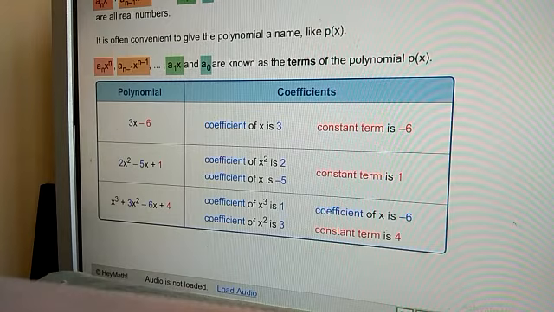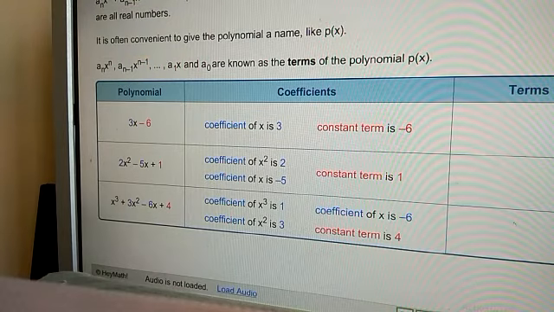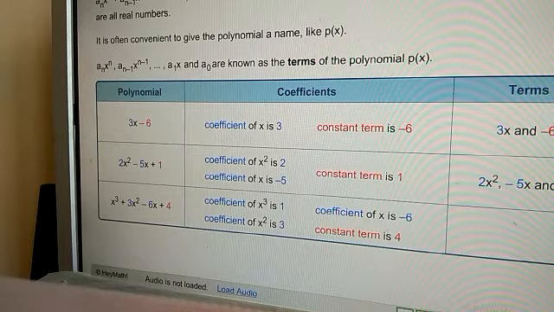These are not categorized, simply these are all examples: 3x minus 6, 2x square minus 5x plus 1, 3x cube plus 3x square minus 6x plus 4. These are all polynomials. Whatever you observe, the powers of the variable are whole numbers: 2, 1. What is the power of 5x? It is 1. Now when you consider a constant term, can you tell me what is the power of the variable? There is no variable, but we can assume a variable combined with it as x power 0.